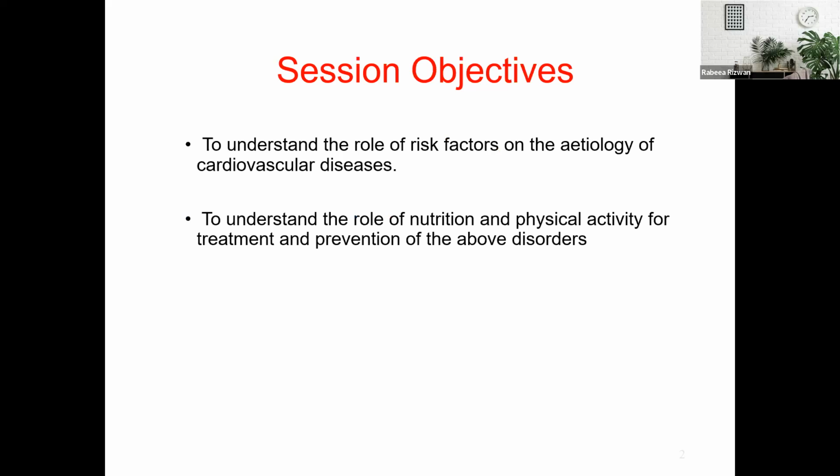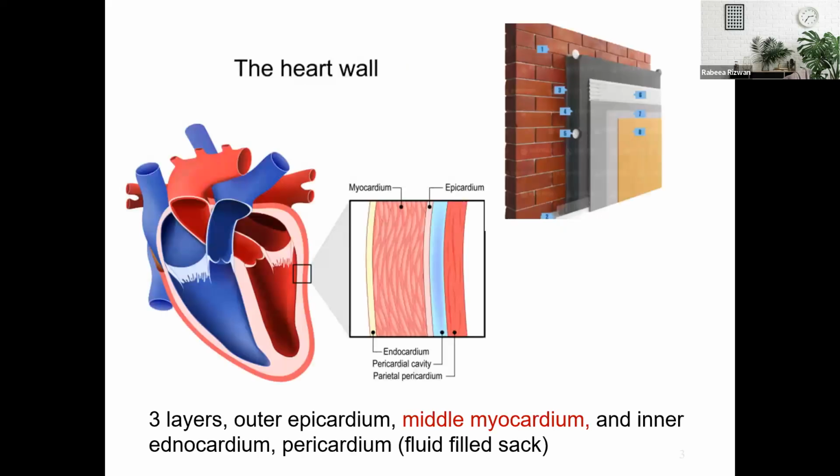So what are today's objectives? At the end of the session, you should be able to understand and explain the role and the risk factors that cause cardiovascular diseases. That means cardiac related, heart related ailments, problems and illnesses. The second objective is to understand the role of nutrition and physical activity. Why? To treat, that is the management, and to prevent cardiac disorders, particularly hypertension.